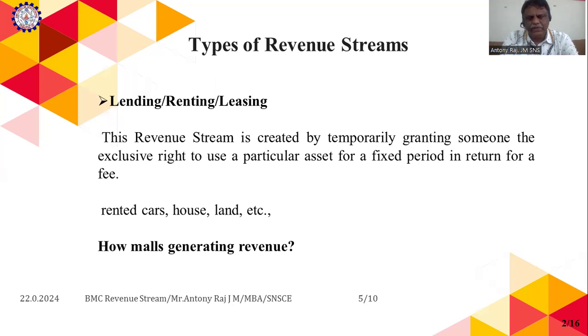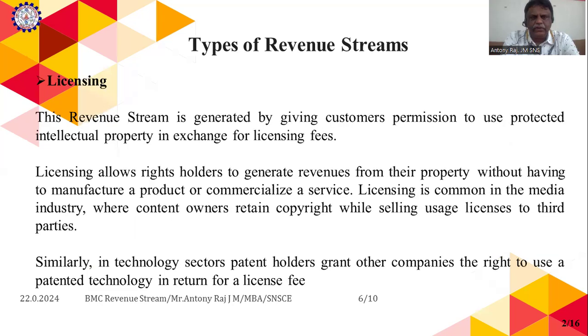The next type of revenue stream is lending, renting or leasing. It's again a fairly simple concept. For example, if you stay in a rented house, you pay the landlord rent for the building. Similarly with commercial buildings. Leasing is where, in terms of property, instead of paying a monthly rent, you pay a fixed bulk amount upfront, which is fixed using various parameters. So this is also an example of lending, renting and leasing revenue.